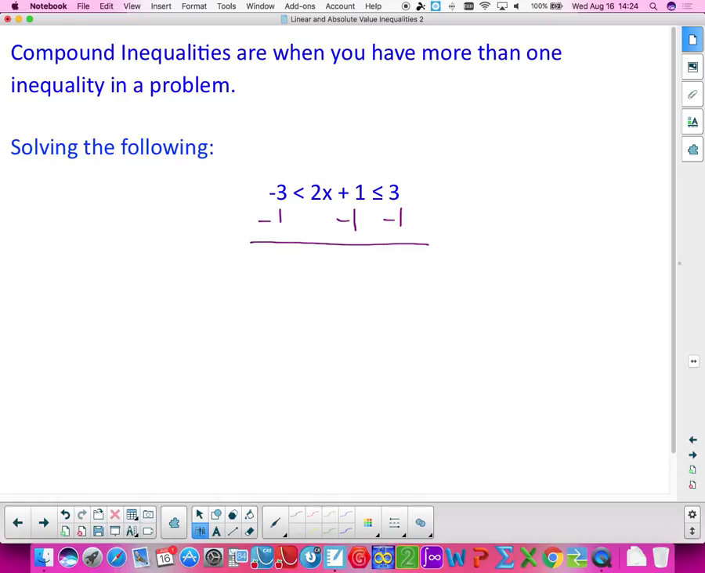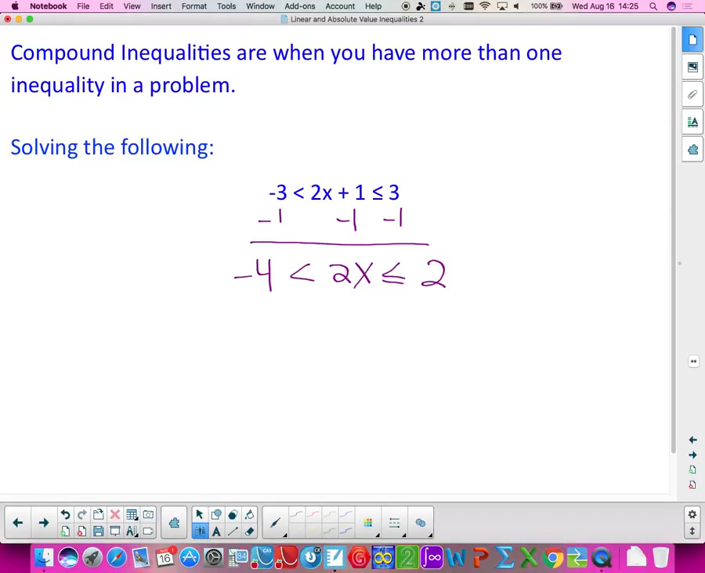Okay? What is negative 3 minus 1? Negative 4. So I'm going to get negative 4 is less than 2x, less than or equal to, what's 3 minus 1? 2. So it's not that much harder. It's really just got three parts. And what you do to one, you've got to do all three.